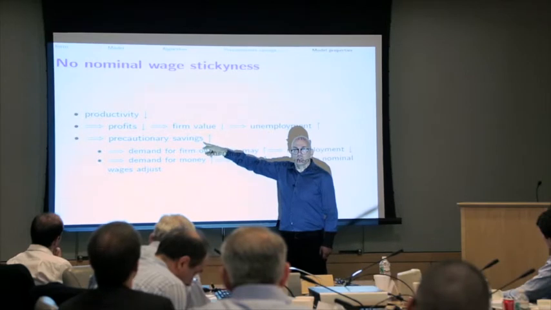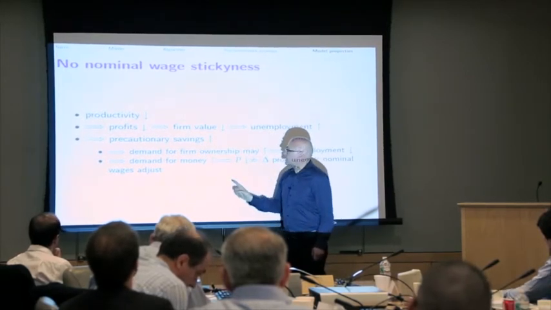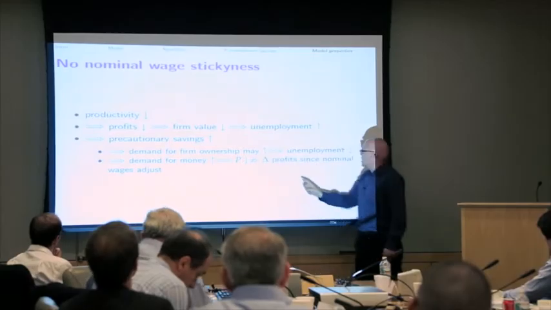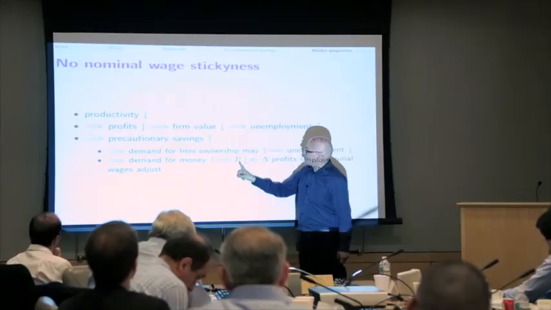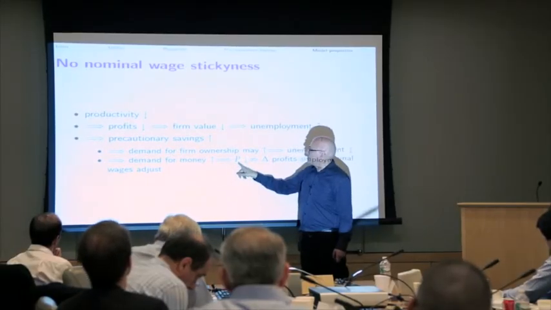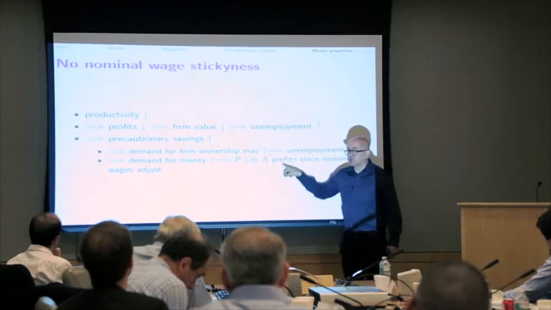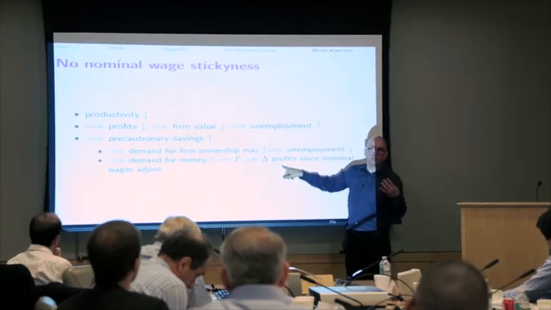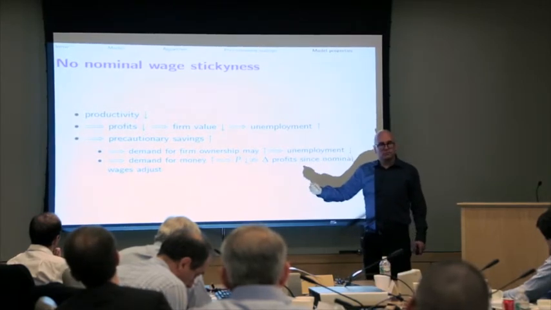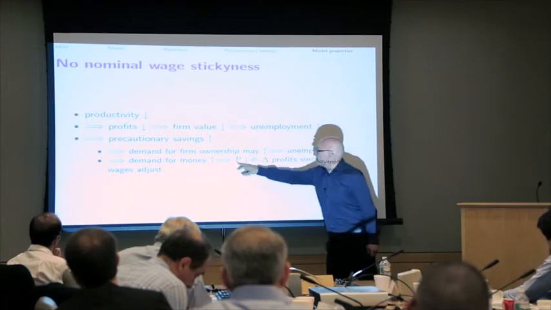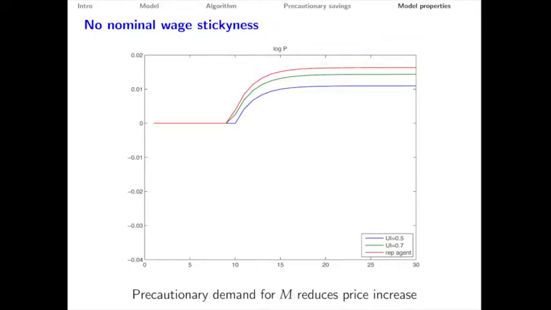Markets are incomplete, so precautionary savings are going to go up. Now, demand for firm ownership may go down, because the unemployment rate is going to go up. People have less funds. The demand for money is going to go up, so then we're going to get the effect that I mentioned, that prices are going to go down. But this will not have an effect on profits, because wages just adjust for the change in P. Right, so the fact that people want to hold money has a downward effect on prices, but over here it does not affect profits, since I do not have sticky nominal wages.